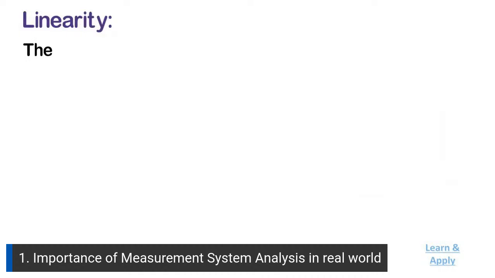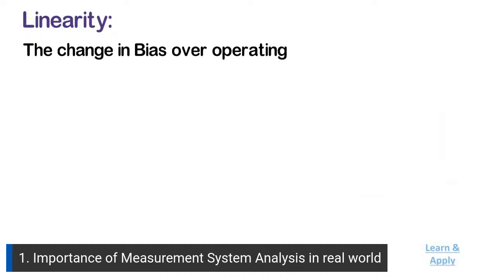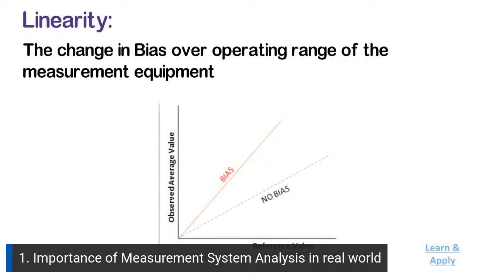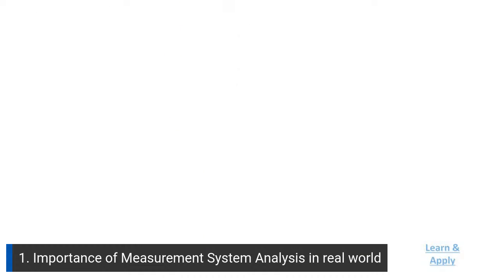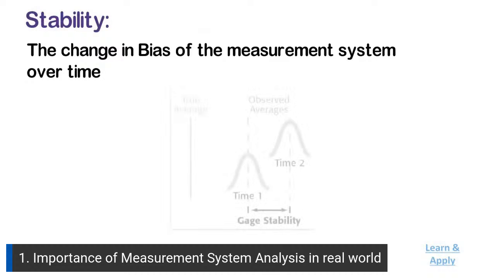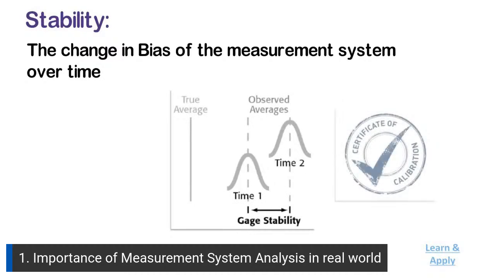Linearity. Linearity is the change in bias over the operating range of the measurement equipment. In many measurement systems, error tends to increase with larger measurements. Stability. Stability is the change in bias of the measurement system over time. Periodic calibration of measurement equipment is performed to assess the stability.